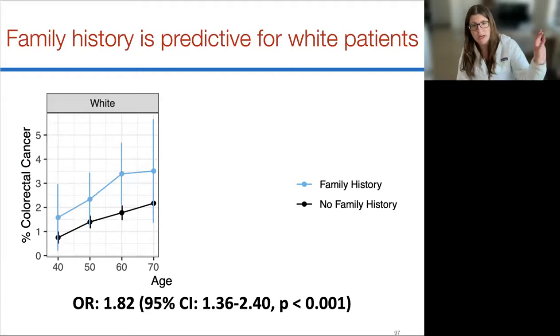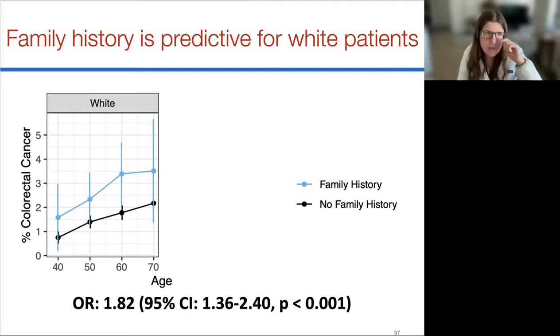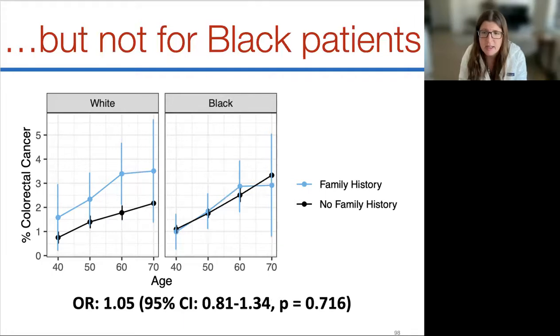So this shows rates of colorectal cancer as a function of age, because age is a very strong predictor. And you can see that for white patients, there's this really big gap where patients with reported family history have a much higher rate of colorectal cancer, as you'd expect. In contrast, in Black patients, this predictive relationship essentially disappears, right? The odds ratio is not statistically significant. And for those of you complaining, oh, you shouldn't look at the individual odds ratios, you should look at the interaction term: yes, the interaction term is also statistically significant.